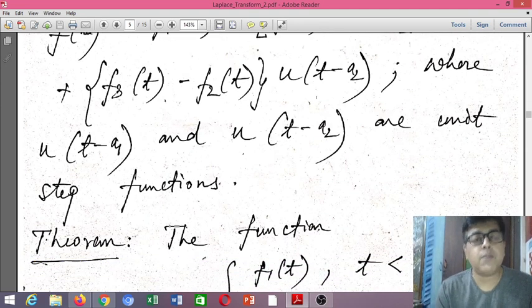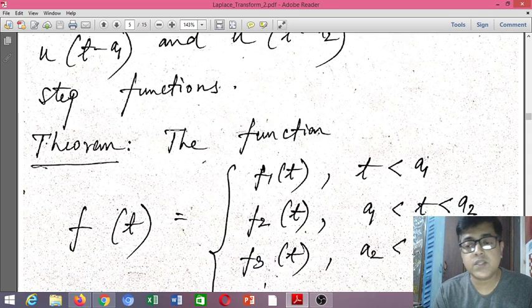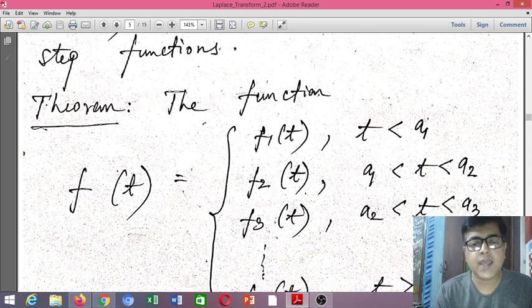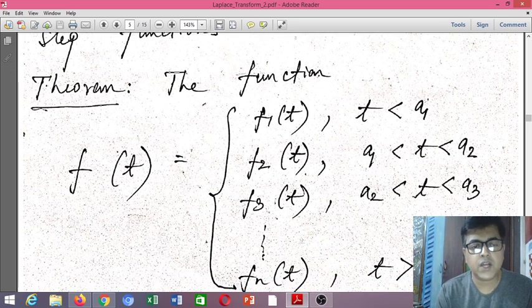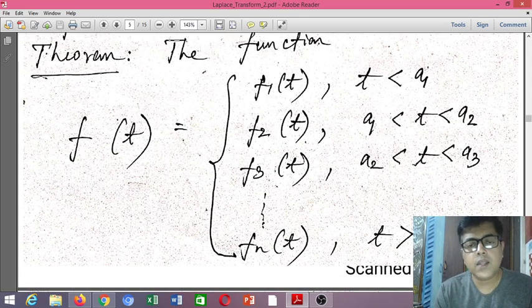In fact, the generalization of the above two theorems, if I generalize it for any number of subintervals, having let's say n minus 1 points of discontinuities, if the function has. So let's say if you define the function in this manner, we have the function f(t) equal to f1(t) for t less than a1, f2(t) for t lying between a1 and a2, f3(t) for t lying between a2 and a3, and like that fn(t) for t greater than a(n minus 1). Okay, so something like that. So the previous one will be f(n minus 1)(t) for t lying between a(n minus 2) and a(n minus 1). So when we have n minus 1 points of discontinuity in the function, then still this function can be represented in the form of a unit step function.